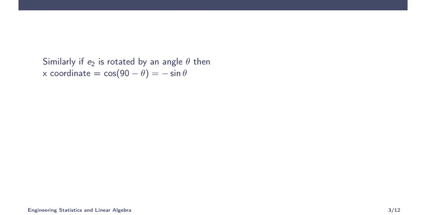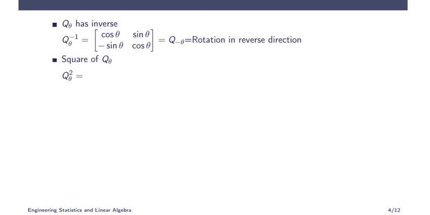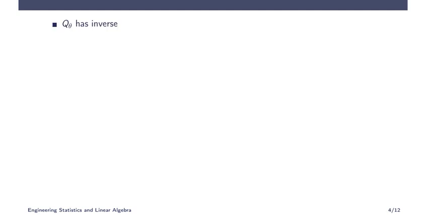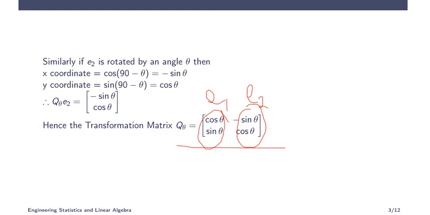Now we'll see the properties of A. So Q has the following properties. The first one is that Q theta has an inverse. What do we mean by inverse? Q theta inverse, we have cos theta, minus sin theta, cos theta, so cos square theta minus sin square theta... so the determinant will be 1.